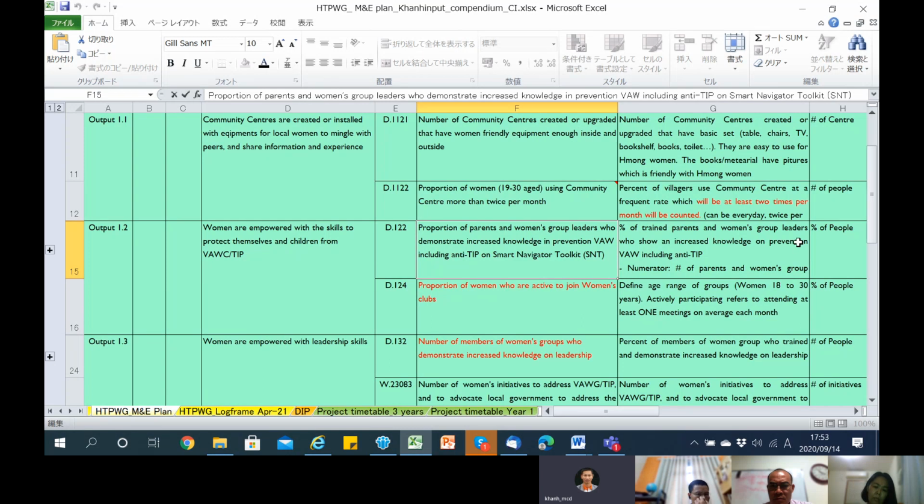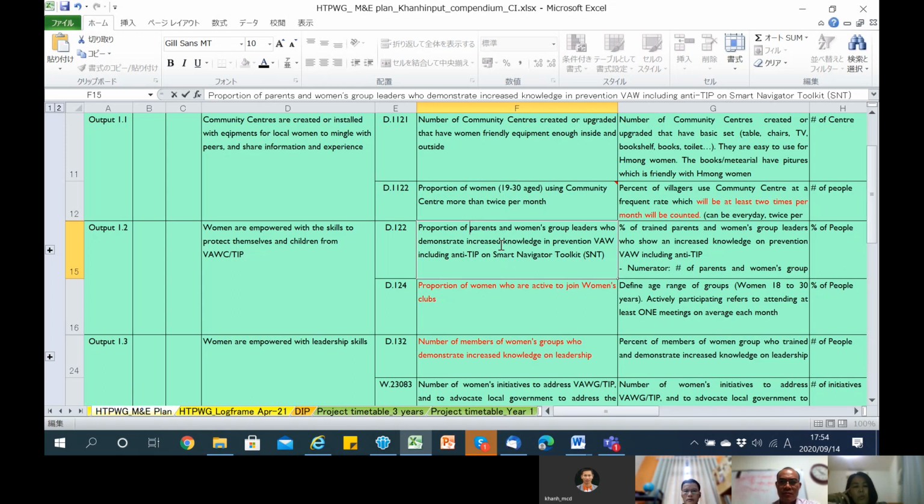It's more meaningful here because the output says about the woman in power. So here the indicator should be the woman and the woman group leader, or we call proportion of women who demonstrate a sufficient knowledge on prevention. I think it's meaningful. But what about the parents of girls? I think that these parents meaning the parents.